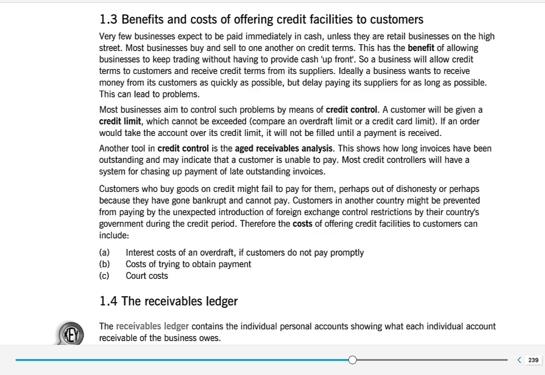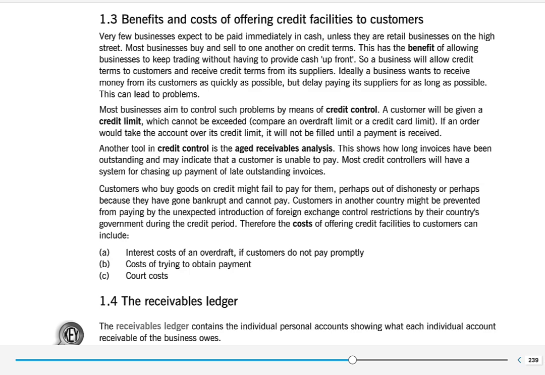Class, now we explain only Lesson 1.3, benefits and costs of offering credit facilities to customers. This lesson is not a double entry lesson. It is a business reality lesson. It is teaching you that selling on credit has 2 sides. One side is benefit, because credit helps sales happen. The other side is cost and risk, because credit can lead to late payment or no payment. Credit sales can increase profit on paper, but they can damage cash in the bank if customers do not pay quickly.